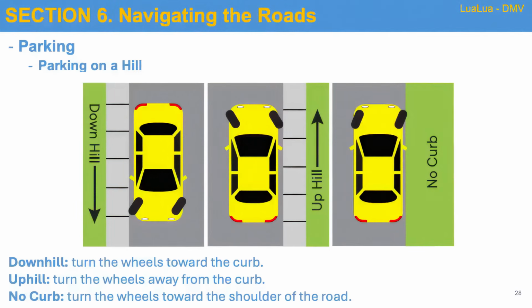Headed uphill, turn your front wheels away from the curb, left toward the center of the road, and let your vehicle roll back a few inches. The wheels should gently touch the curb. Headed either uphill or downhill when there is no curb, turn the wheels so the vehicle will roll away from the center of the road if the brakes fail.